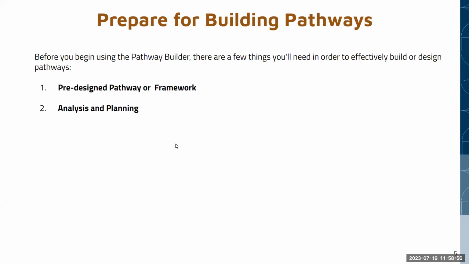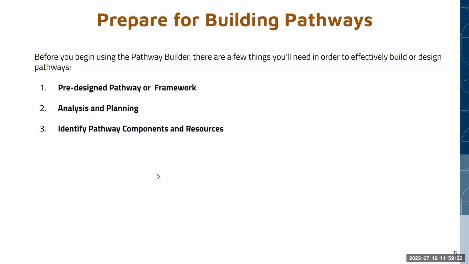You'll need to do some analysis and planning. Pathways can range from being very simple, with just a small number of pathway components towards a destination, or they can be very complex. For example, I can think about degree pathways for, say, a bachelor's degree can be a very large and complex pathway. No matter the size of the pathway, whether or not it's a pre-designed pathway or a framework for a pathway that you are in process of designing, analysis and planning is critical.